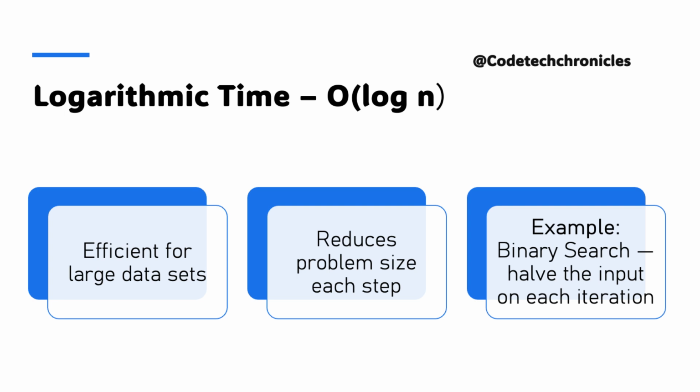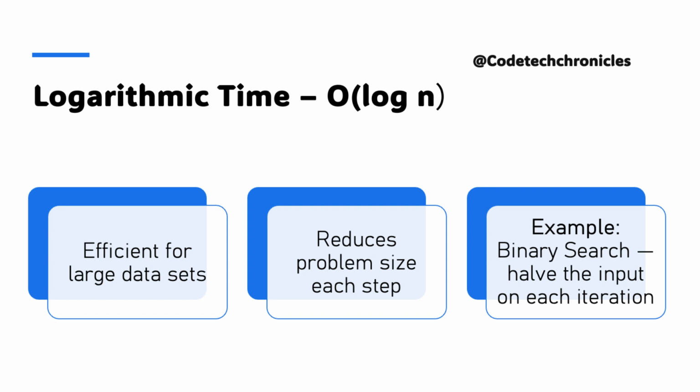Let's talk about one of the most efficient and clever complexities, O(log n), also known as logarithmic time. Imagine you are trying to find a name in a phone book. You wouldn't flip through every page. You might just go to the middle, then decide whether to go left or right. That's how binary search works, cutting the problem in half at every step.